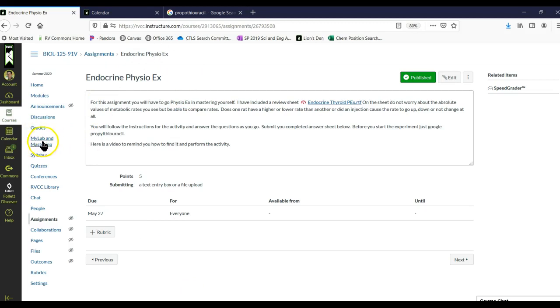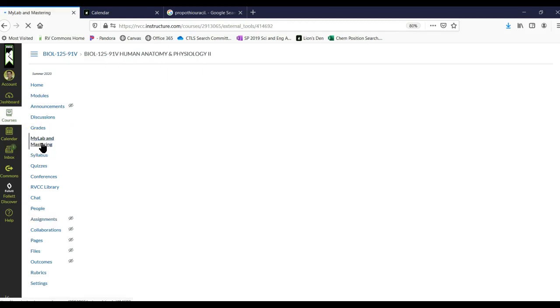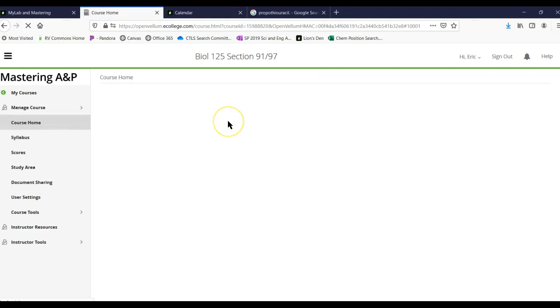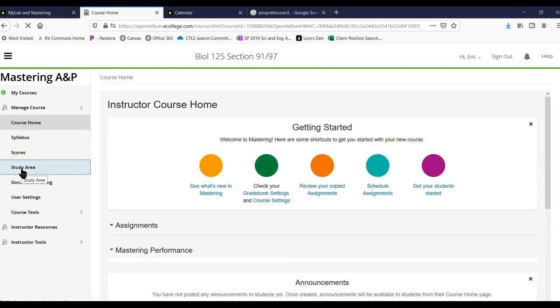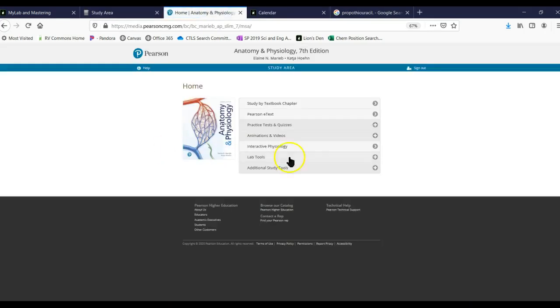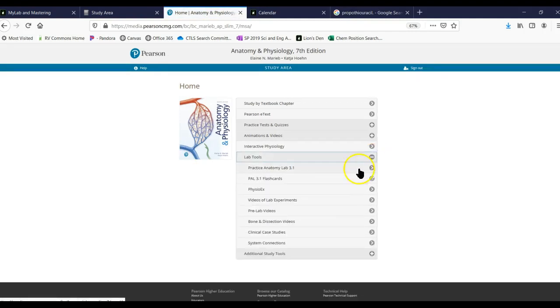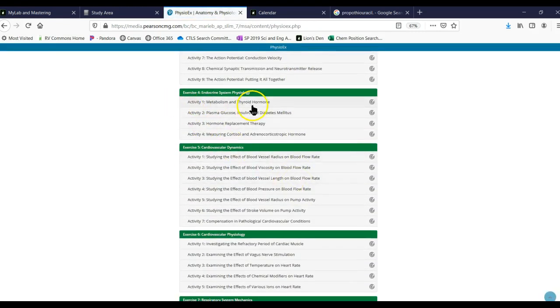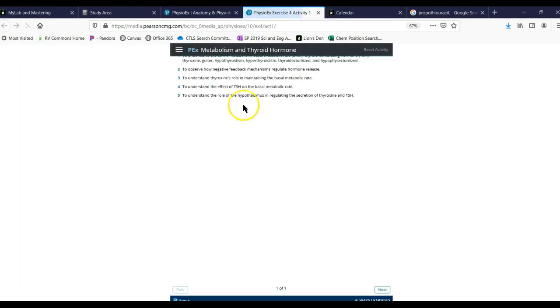So you're going to go here, MyLab and Mastering. And then you're going to tell it to open MyLab and Mastering. And then you're going to say Study Area, and launch the study area. And then go to Lab Tools, PhysioEx. Endocrine system, metabolism, and thyroid. So you're just doing the first activity.